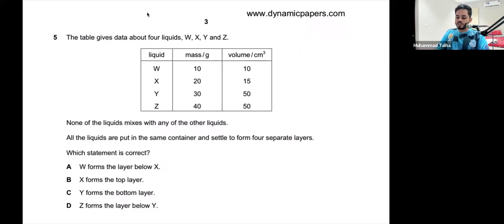I'm just going to use this formula, mass over volume. So 10 over 10 is going to be 1, 20 over 15 is going to be 1.33, 30 over 50 is going to be 0.6, and 40 over 50 is going to be 0.8. A says W forms the layer below X. If it's below X, this means W must be denser than X, which is not true. So this is wrong.